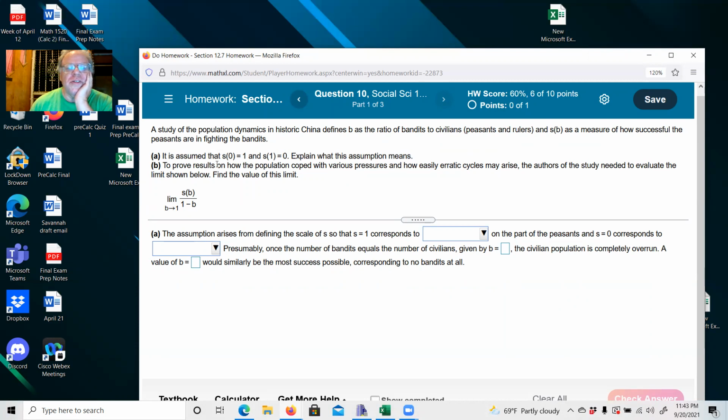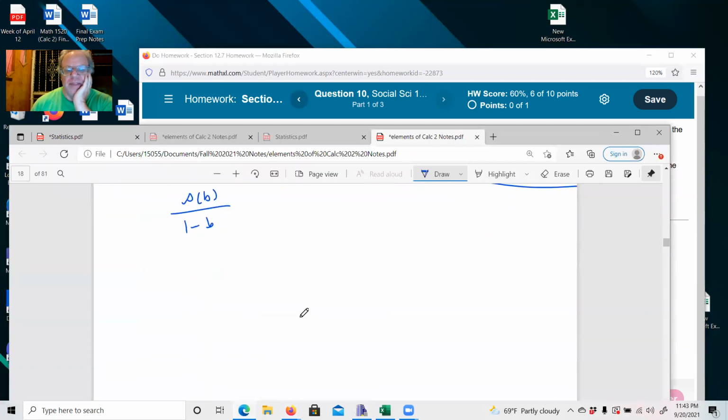So it is assumed that S of 0 is equal to 1 and S of 1 is equal to 0. So the ratio of bandits to civilians. S of 0 means there are no bandits. So the ratio B, there's no bandits and there's all civilians. So S of B is a measure of how successful the peasants are in fighting the bandits. If there aren't any bandits, the peasants are extremely successful in fighting the bandits. And then S of 1, this would be as many bandits as there are civilians. So let's write that down.